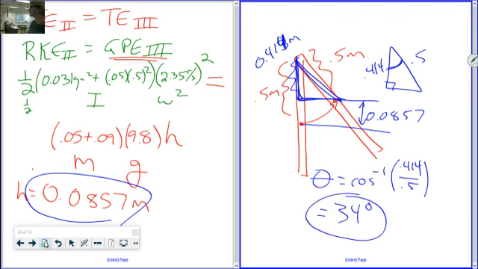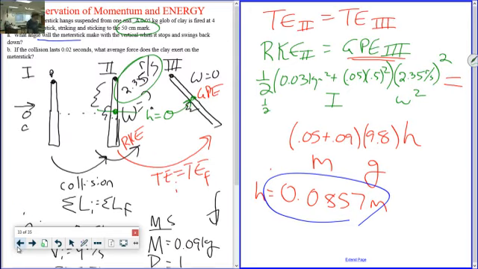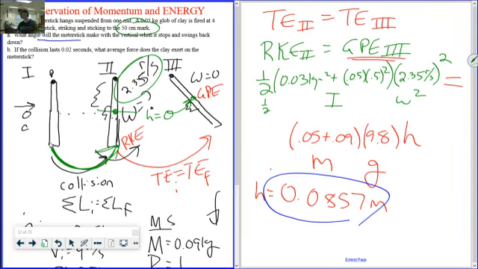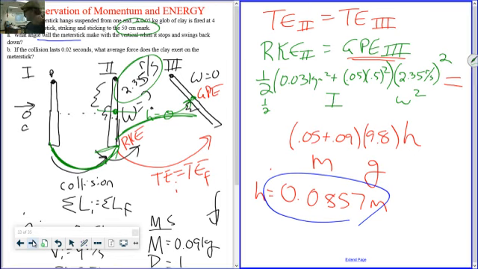But the big thing I wanted you to notice about this is there are definitely going to be problems like this. This is a fairly common thing. I've seen problems very similar to this on AP exams. I just want to make sure you understand there are two parts here: conservation of momentum during the collision, and then conservation of energy after the collision. All right? I believe that's it.